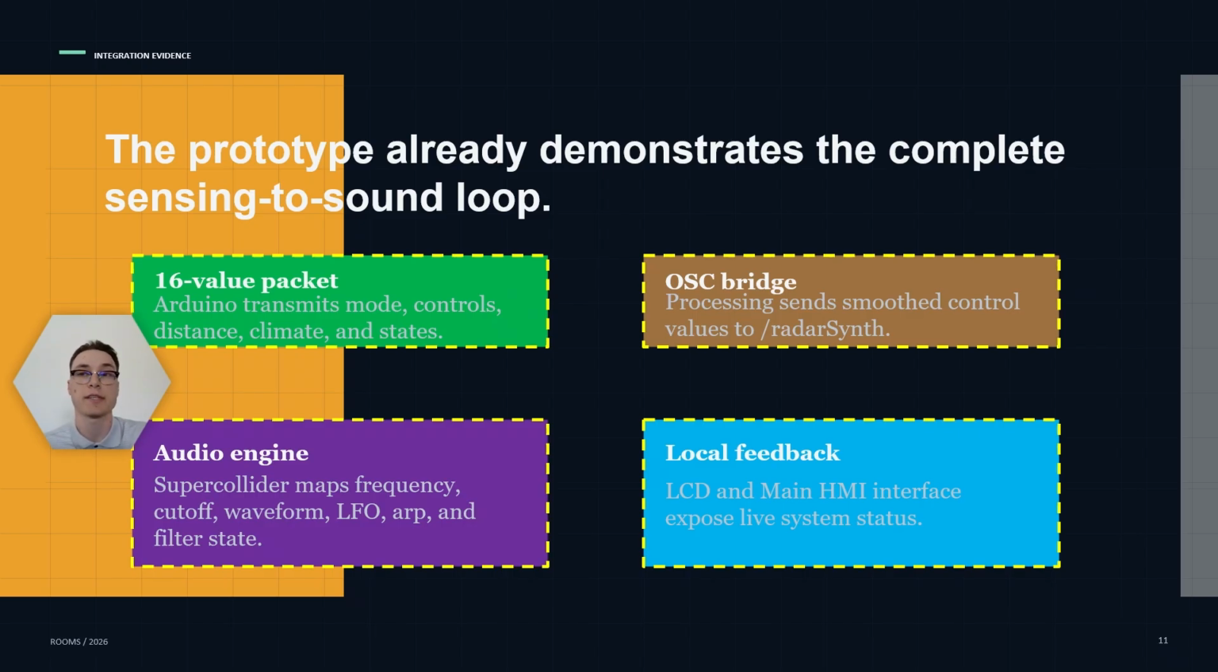The Arduino translates a 16 value packet covering mode, controls, distance, climate, and state. Processing sends smooth control values over OSC to the radar synth. SuperCollider maps that into frequency, cutoff, waveform, LFO, arpeggiator, and filter state. Locally, the LCD and main HMI interface expose live system status as feedback.